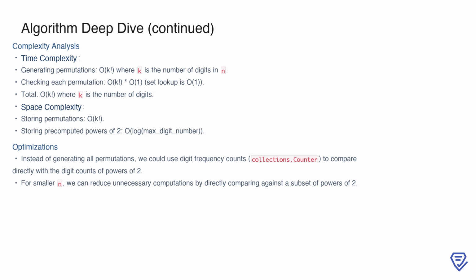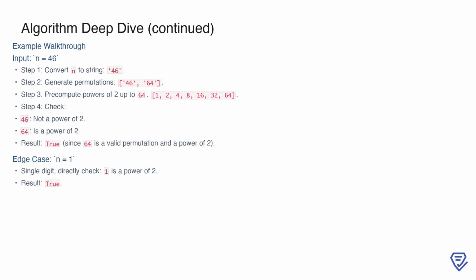For smaller values of n, we can also restrict computations by directly comparing against a subset of pre-computed powers of 2. Let's walk through an example to see the algorithm in action. Consider the input n equals 46. First, we convert n to a string, resulting in 46. Next, we generate all permutations of its digits, which are 46 and 64.